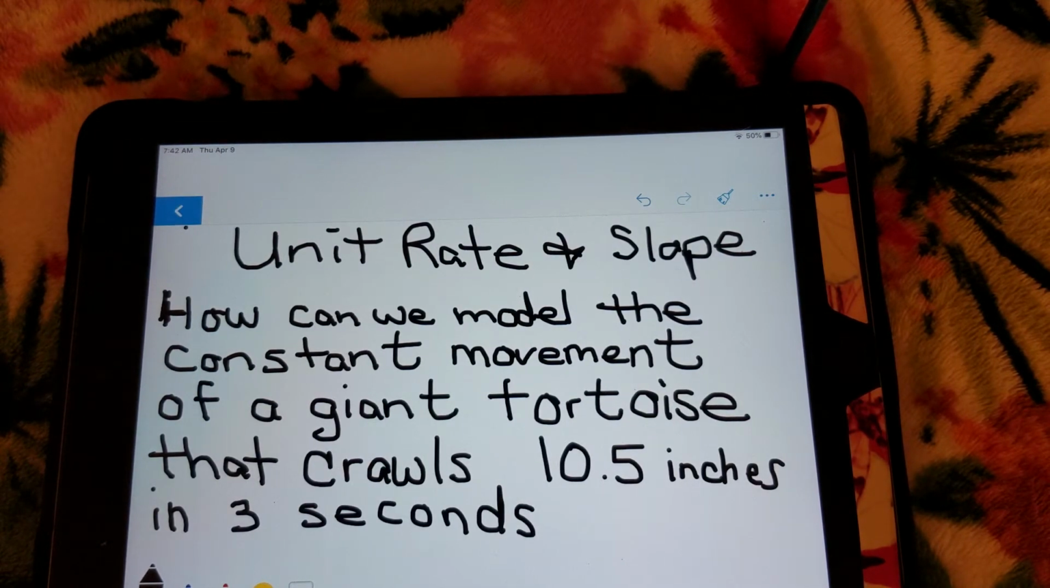When we get something down to a unit rate, we're getting it down to a constant. Like, for instance, how can we model the constant movement of a giant tortoise that crawls 10.5 inches in 3 seconds? Well, we're going to find out what the unit rate is. And then we'll know how much it increases for every second.